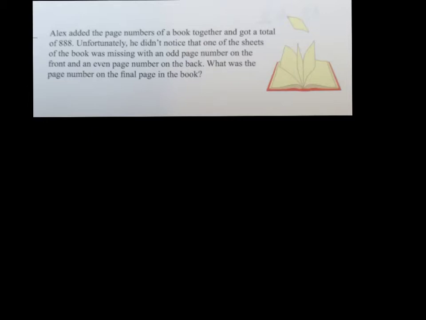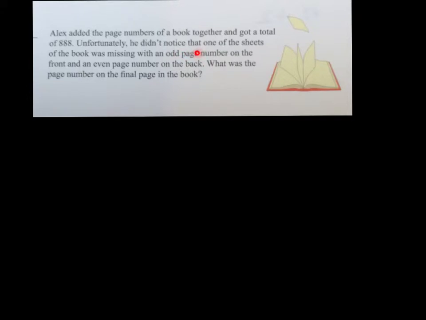Alex added the page numbers of a book together and got a total of 888. Okay, what a complete waste of time that Alex underwent there. Unfortunately, he didn't notice that one of the sheets of the book was missing.